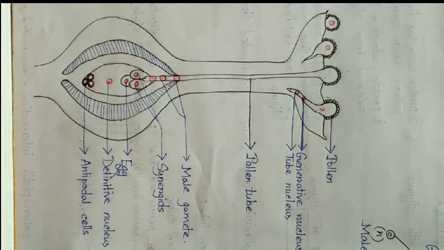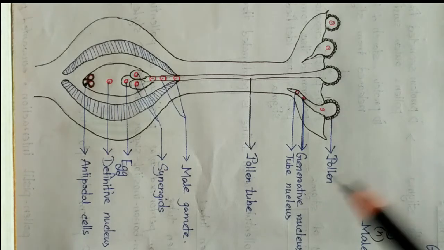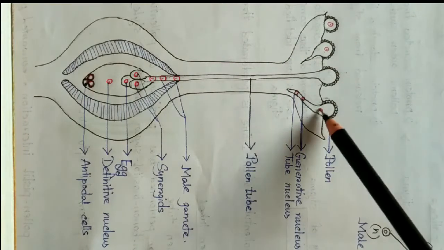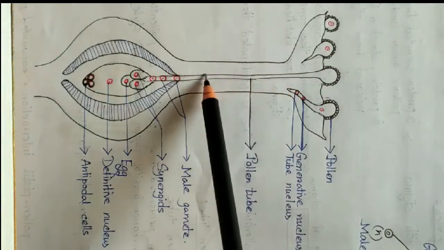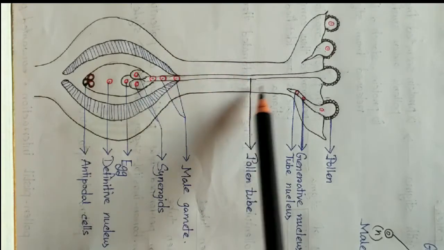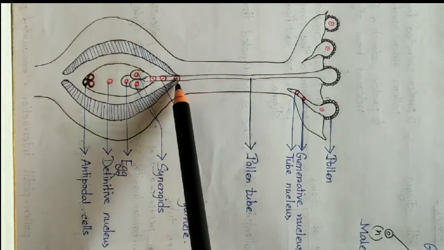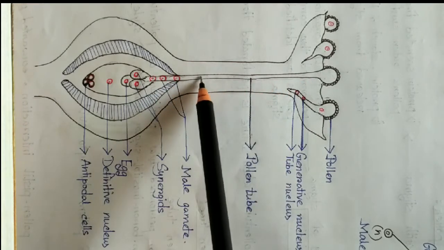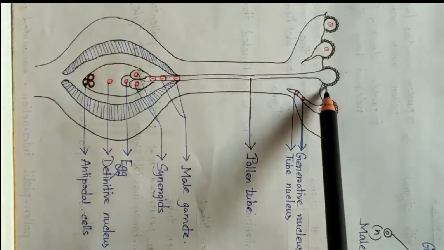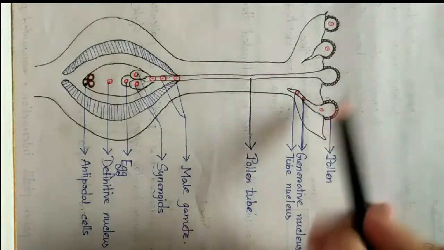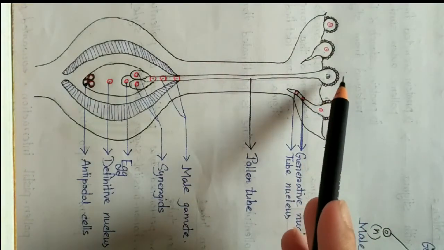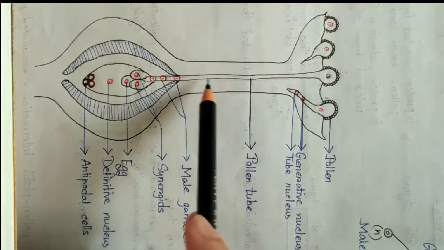After pollen and pistil interaction, the next procedure is fertilization. Here is the stigma part. These are pollens and these are pollen tubes. This is the style, and through it the pollen tubes are elongated. After elongation of the pollen tube, here is the nucleus. Here also a nucleus is present. This nucleus comes through the pollen tube.